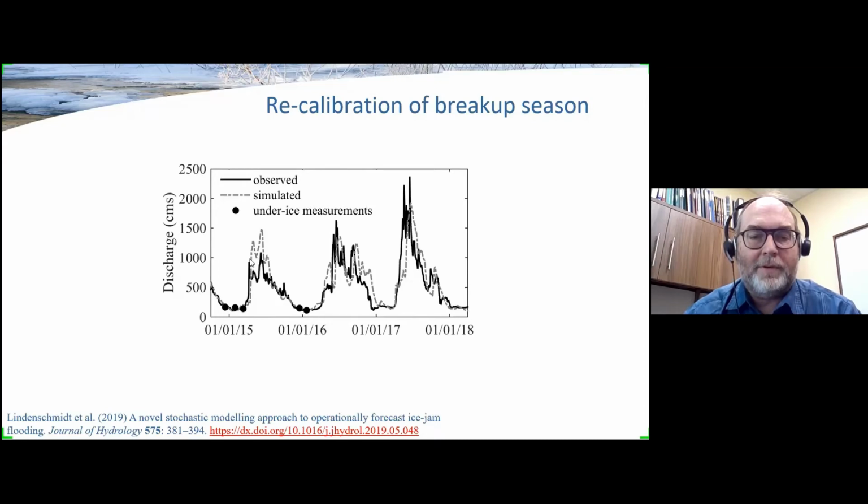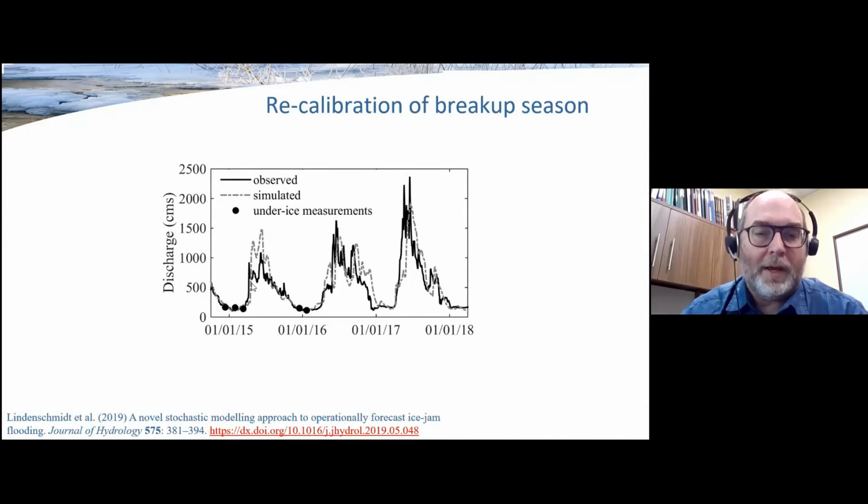It's very difficult sometimes to calibrate this breakup situation. It's neither open water nor intact ice cover, and so it's quite difficult to determine what your discharge is here. But we do some estimations for that.